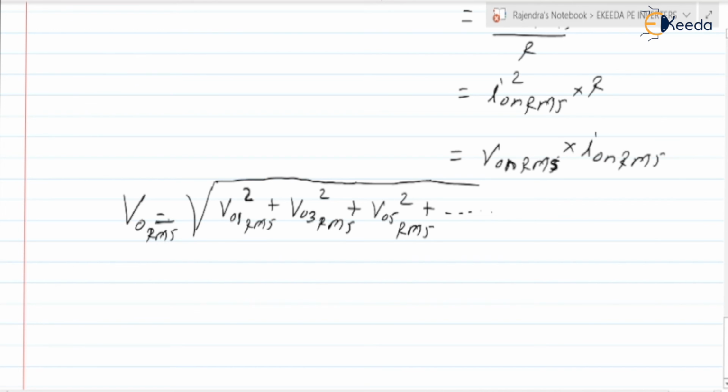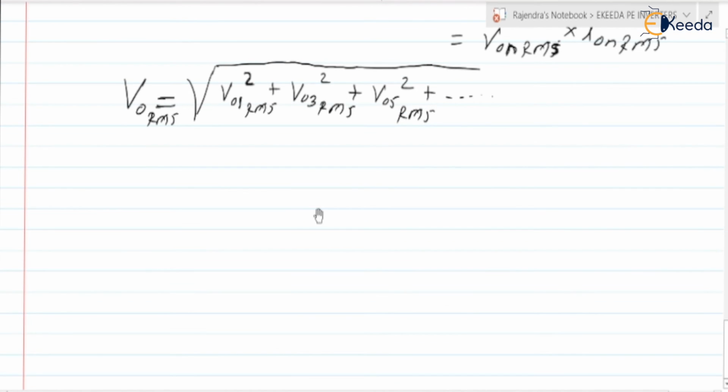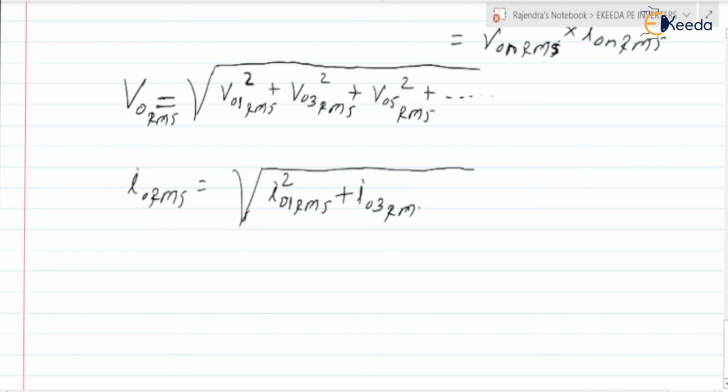V0 RMS is the RMS value of the total output voltage of the circuit. Similarly, we can write I0 RMS is equal to under root, I01 RMS square plus I03 RMS square plus I05 RMS square plus till infinity.